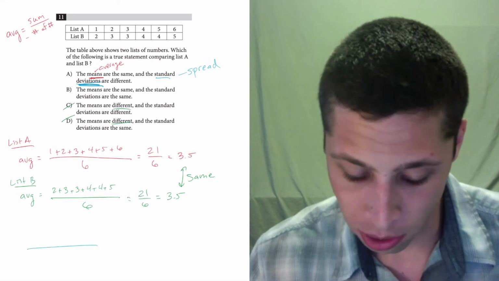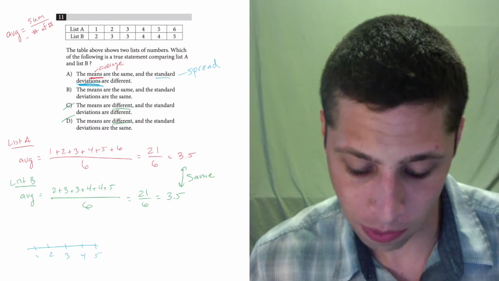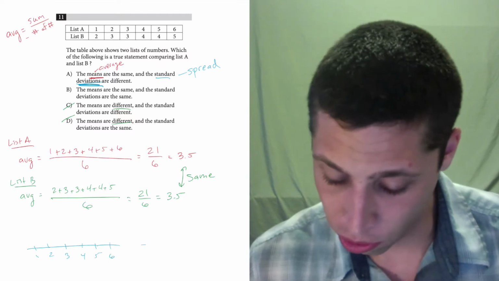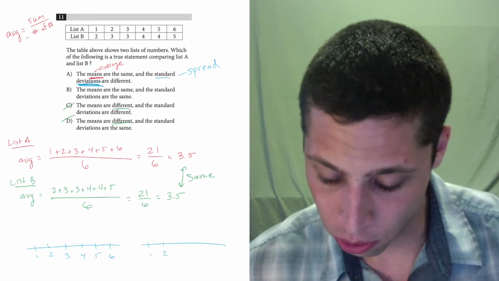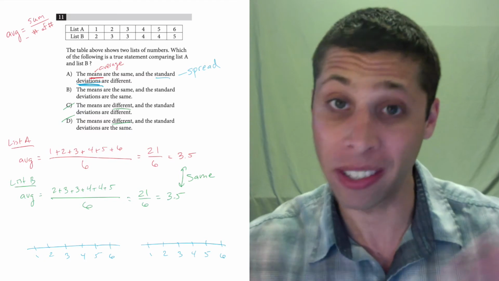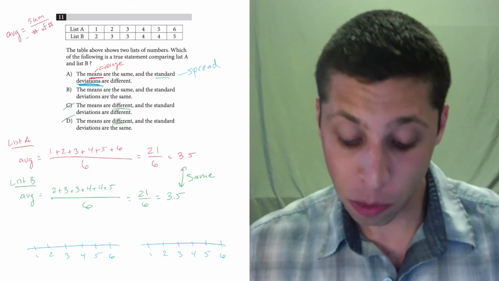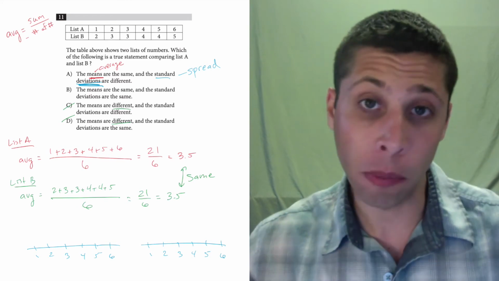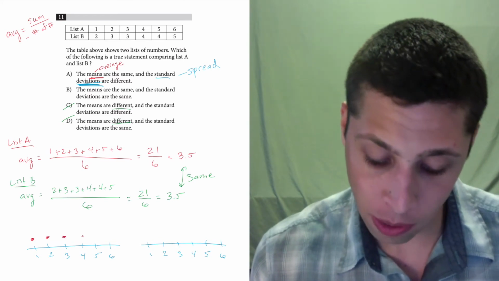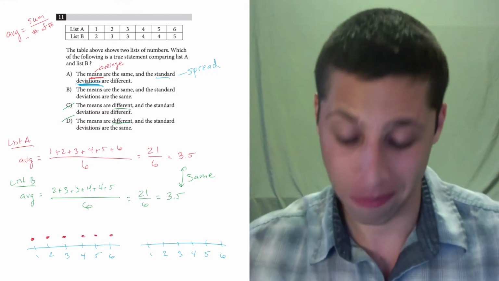So let's do 2 here, 1, 2, 3, 4, 5, 6. And we'll just do them side by side. 1, 2, 3, 4, 5, 6. This is basically a number line. Now for list A, which we'll do in red, we just plot the points. There's a dot for every single point. So there's 1, 2, 3, 4, 5, 6. That was easy. Just a line.